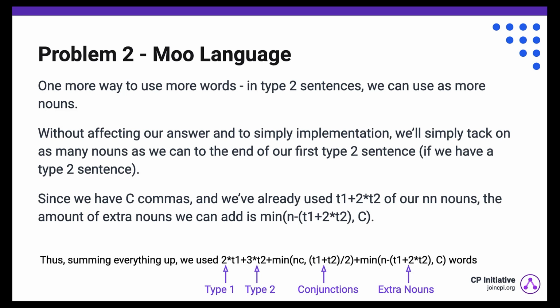And since we have C commas, we've already used T1 plus 2 times T2 of those nouns. Oh, sorry, the slide is wrong. The amount of extra nouns we can add is the min of n minus T1 plus 2 times T2, and C, because it's limited by either the amount of commas or the amount of nouns we have left. So summing everything up, we'll have that amount of words.